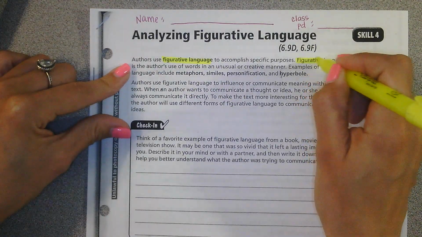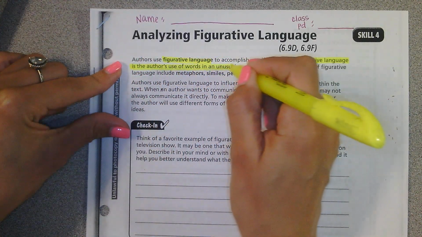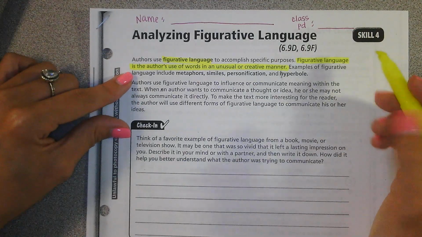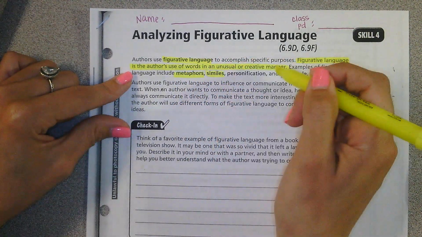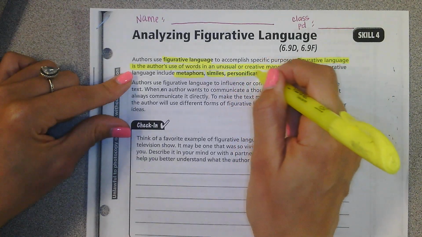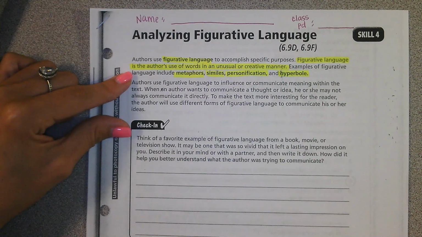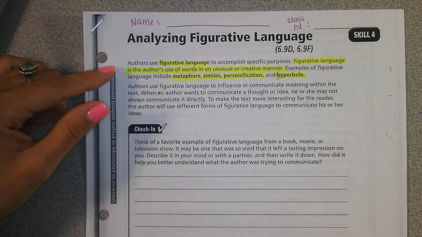So that's important right here. Authors like to use figurative language to be creative. Examples of figurative language include metaphors, which we've talked about, similes, which we've talked about, personification, which we've talked about, and hyperboles, which we've also talked about. So if you don't remember us talking about this in class, then it's a really good thing that I'm going over it because these are specific terms that you do need to know for the STAR test.